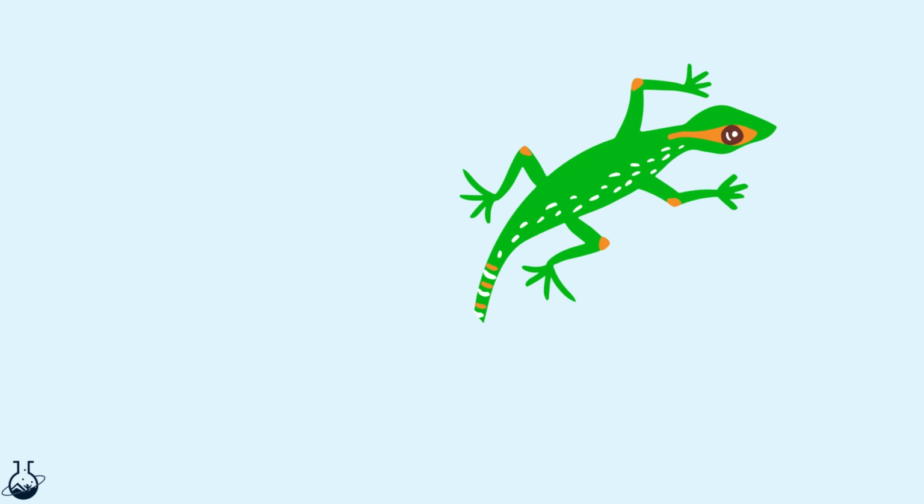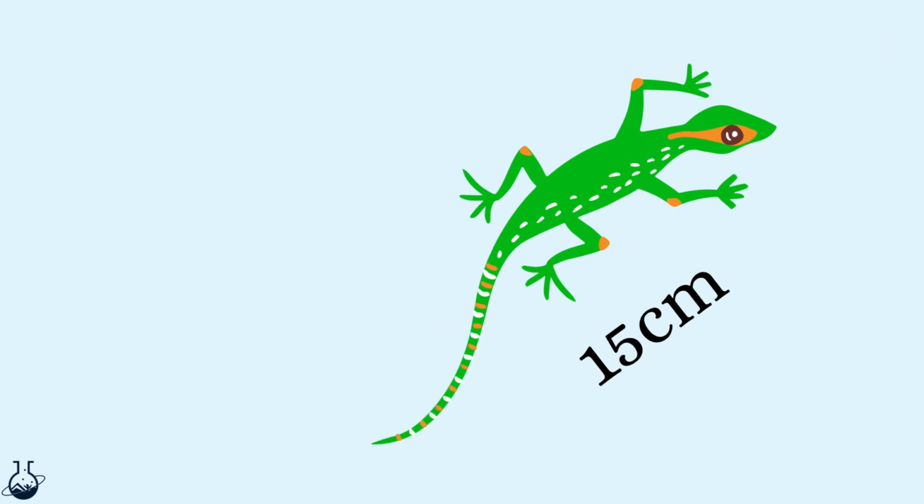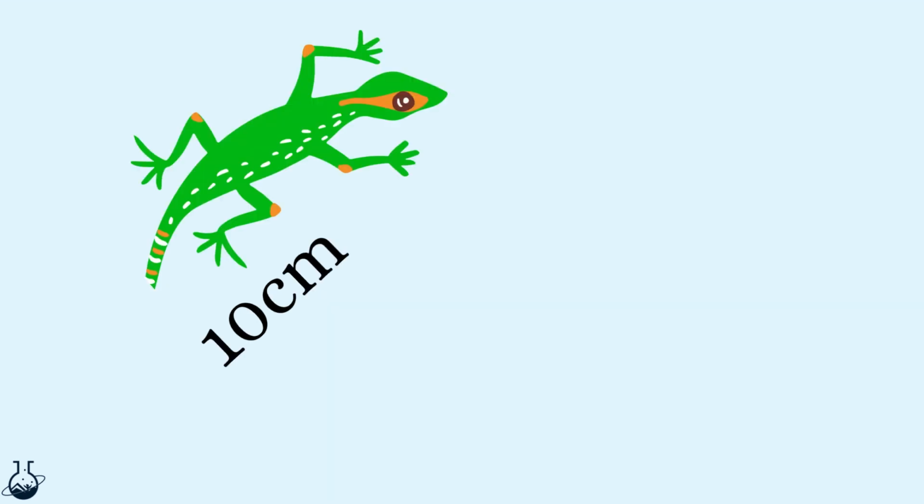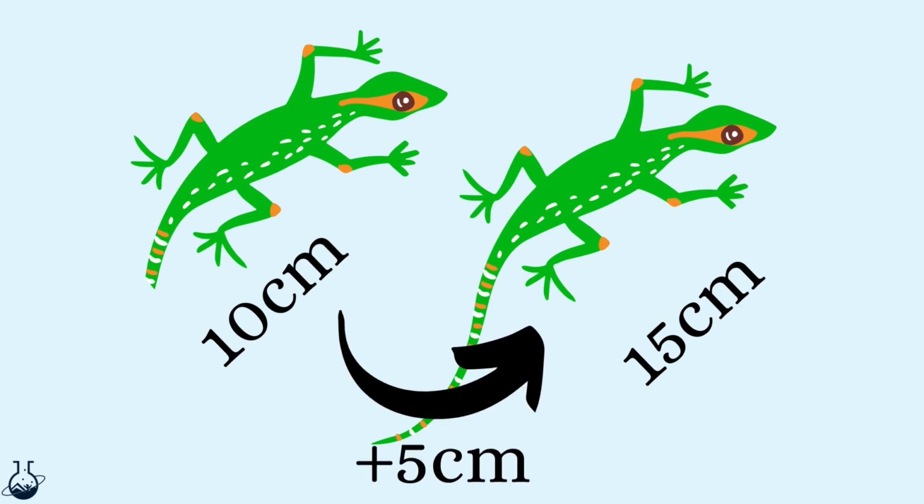You may have seen those rubber lizard toys. They can be around 10 centimeters in length, but if we apply a force from its head, from its tail, to 15 centimeters, what is its extension? Well, it was 10 centimeters, then stretched to 15 centimeters, so it gained 5 centimeters of length. In other words, it's extended by 5 centimeters.